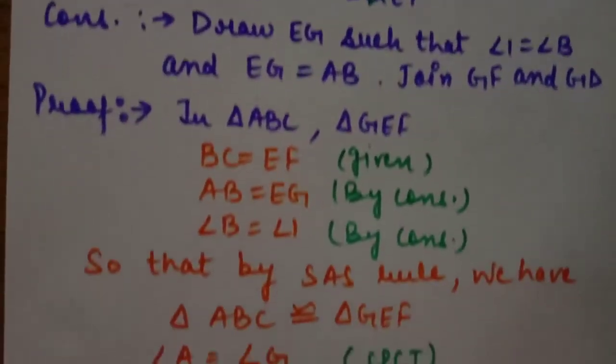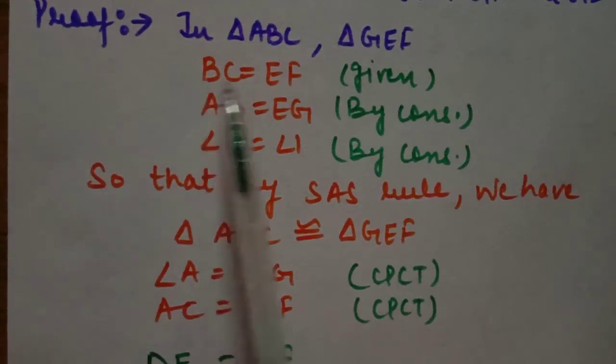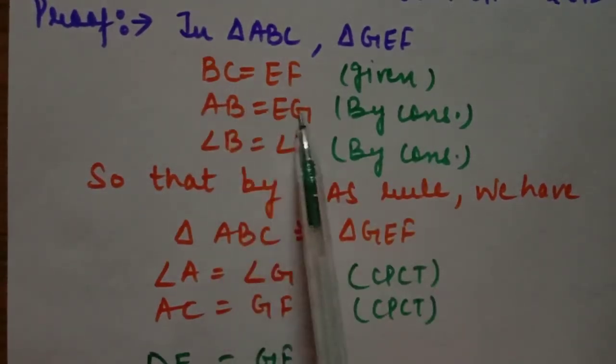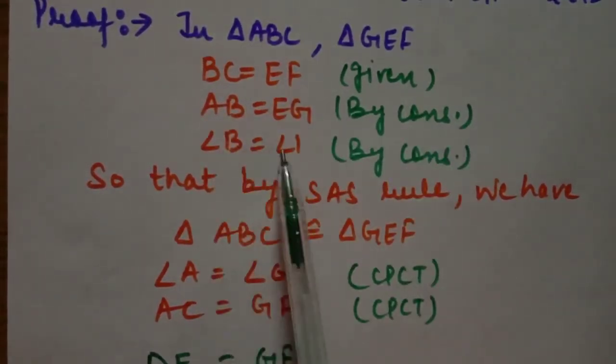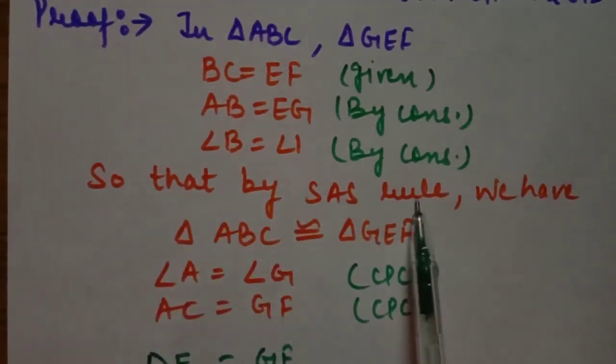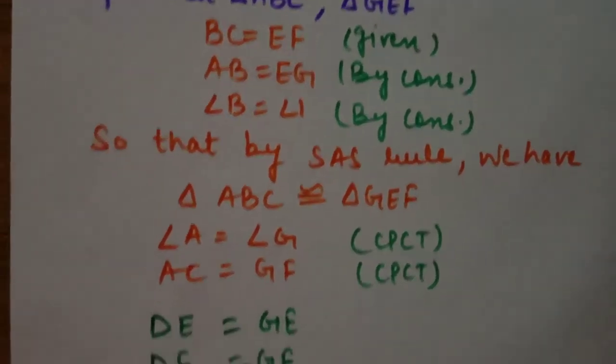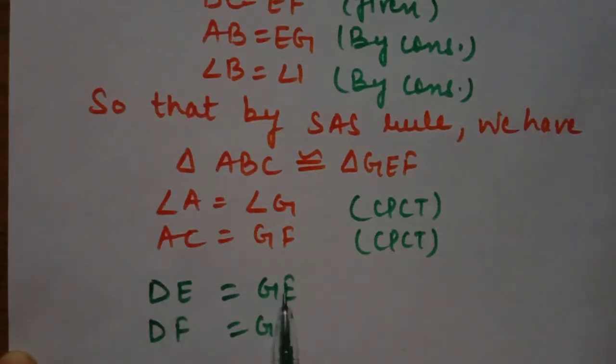So now I will explain again. In triangle ABC and GEF, BC equal to EF given, AB is equal to EG by construction, angle B is equal to angle 1 by construction. So by SAS congruence rule, we have triangle ABC and GEF are congruent to each other. Angle A and G equal by CPCT, AC is equal to GF by CPCT. So DF is equal to GF.